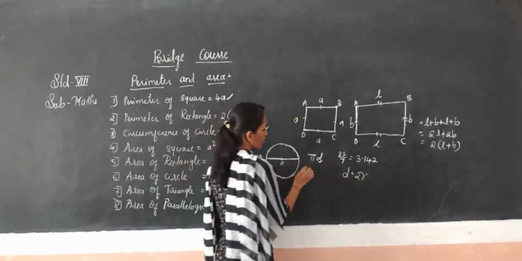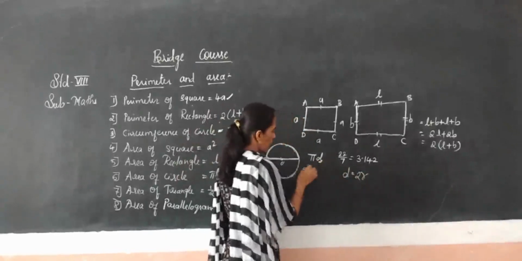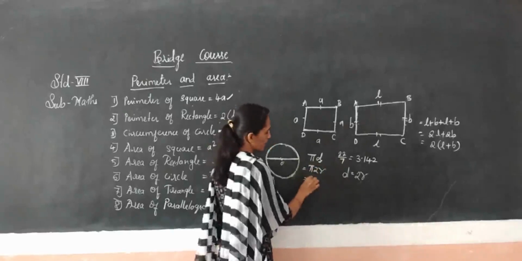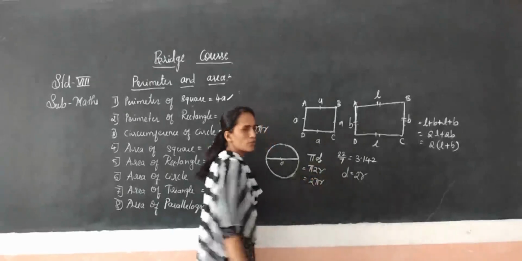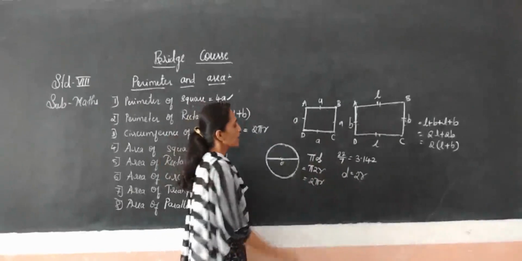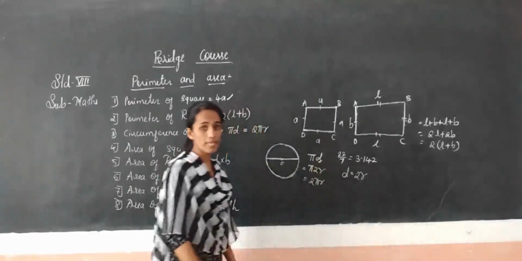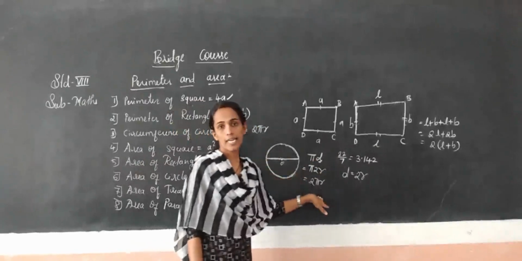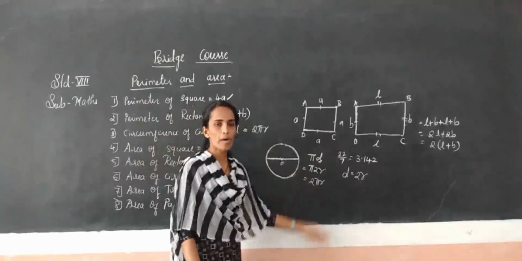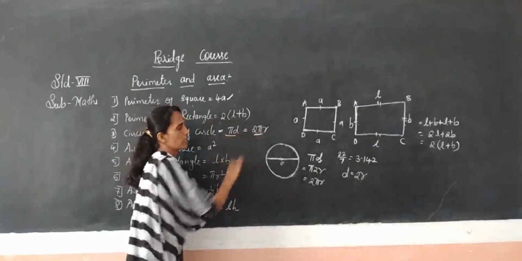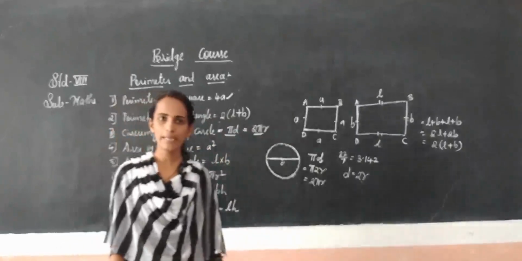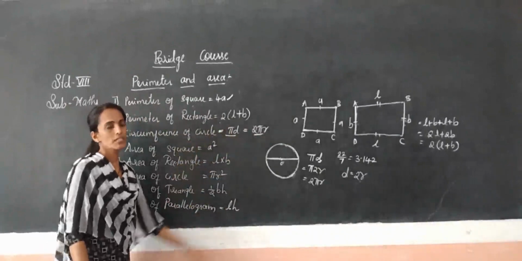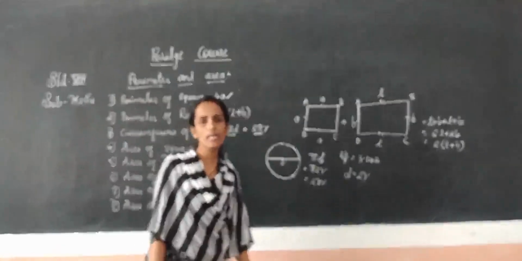If you fill in the d value as 2r, that will become pi into 2r, so that we can write as 2 pi r. So the circumference of the circle, if they ask in terms of the diameter, you can write pi d. If they ask in terms of the radius, you can write 2 pi r. So I have written both here. Circumference of the circle is pi d or 2 pi r. In terms of diameter, pi d. In terms of radius, that is 2 pi r.